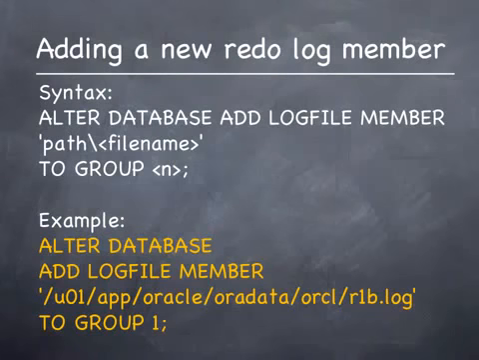The syntax to add a redo log file member is on this slide. It is alter database, add logfile member, followed by the name and the location of the redo log file member, followed by the keyword to, group, and then the group number. In the example, the second member to group 1 was being added using the command alter database add logfile member /u01/app/oracle/oradata/orcl/r1b.log to group 1.